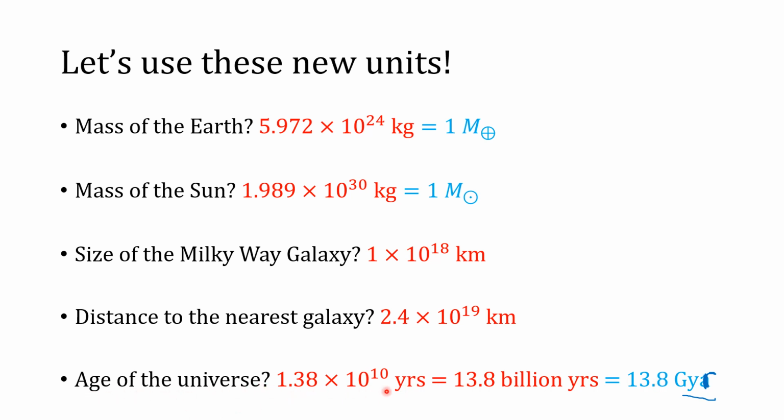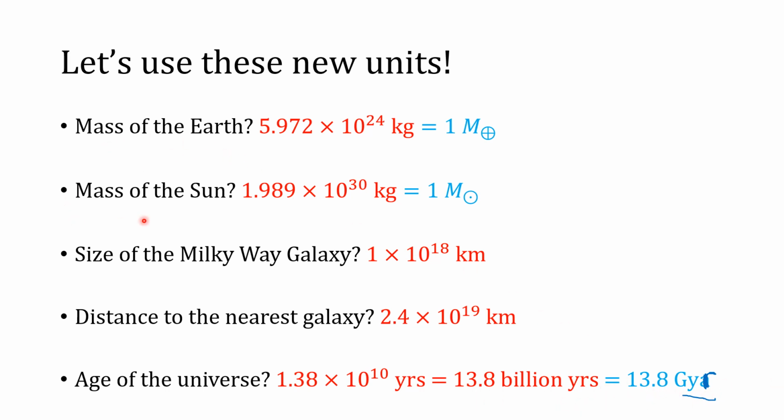The age of the universe is, well, it's this many years, which if you rewrite it in more normal numbers, you'll get that it's 13.8 billion years old. And so we can condense that down. Instead of having to write the word billion, we just write a capital G for billion, and then we write YR for years. Things like that.